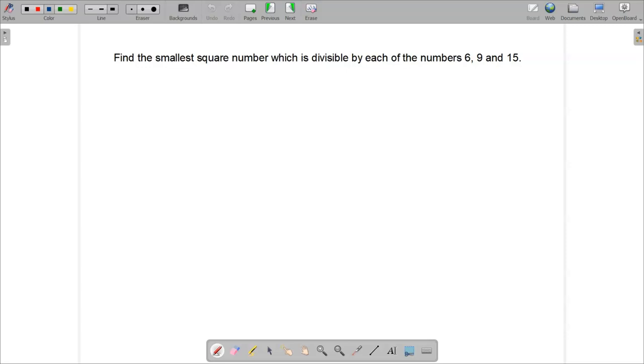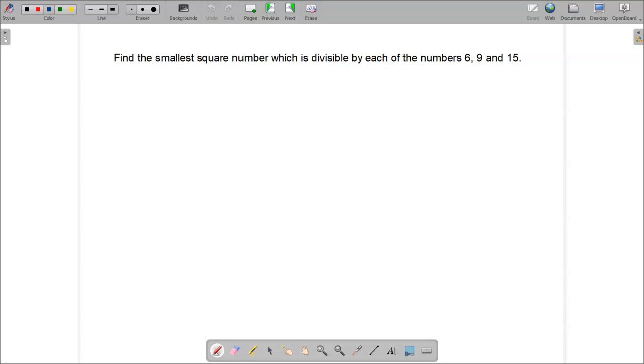The question is, find the smallest square number which is divisible by each of the numbers 6, 9 and 15. So we need to find out the smallest number, right? Smallest square number which should be divisible by each of the numbers 6, 9 and 15. So the first step here is we have to find the LCM of 6, 9, 15, so that we can find out the number which will be divided by 6, 9 and 15. So that is the first step.